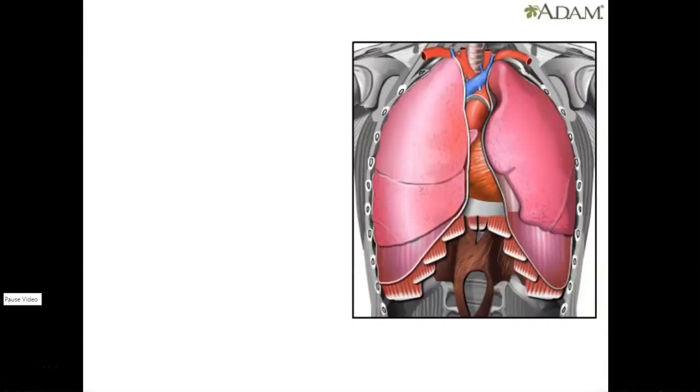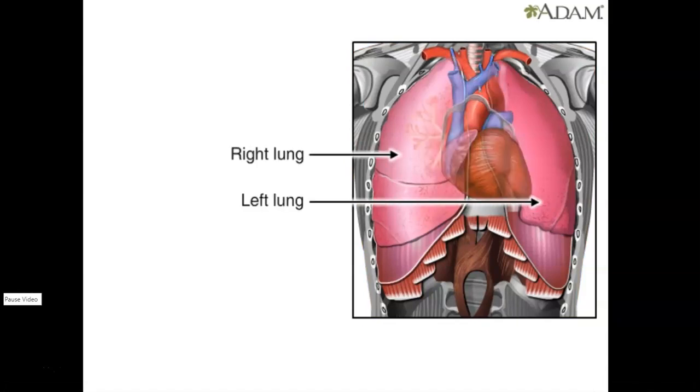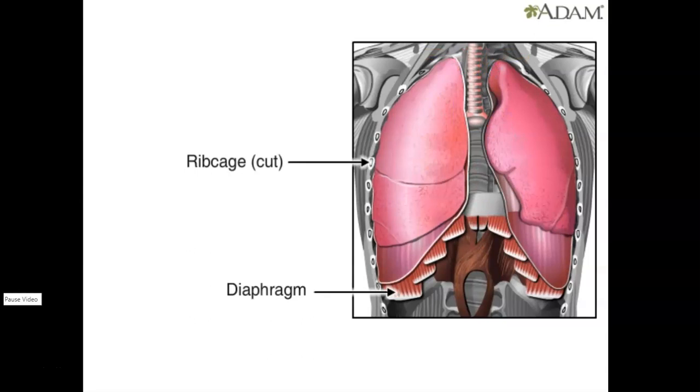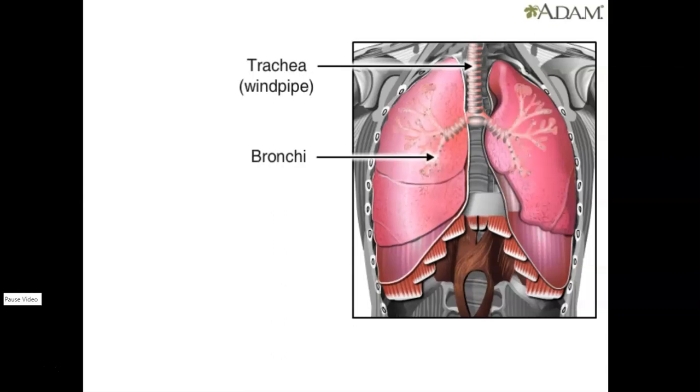The two lungs are the primary organs of the respiratory system. They sit to the left and right of the heart, within a space called the thoracic cavity. The cavity is protected by the rib cage. A sheet of muscle, called the diaphragm, serves as its floor and separates it from the abdominal cavity below. Other parts of the respiratory system, such as the trachea or windpipe and bronchi, conduct air to the lungs, while the pleural membranes and the pleural fluid allow the lungs to move smoothly within the cavity.